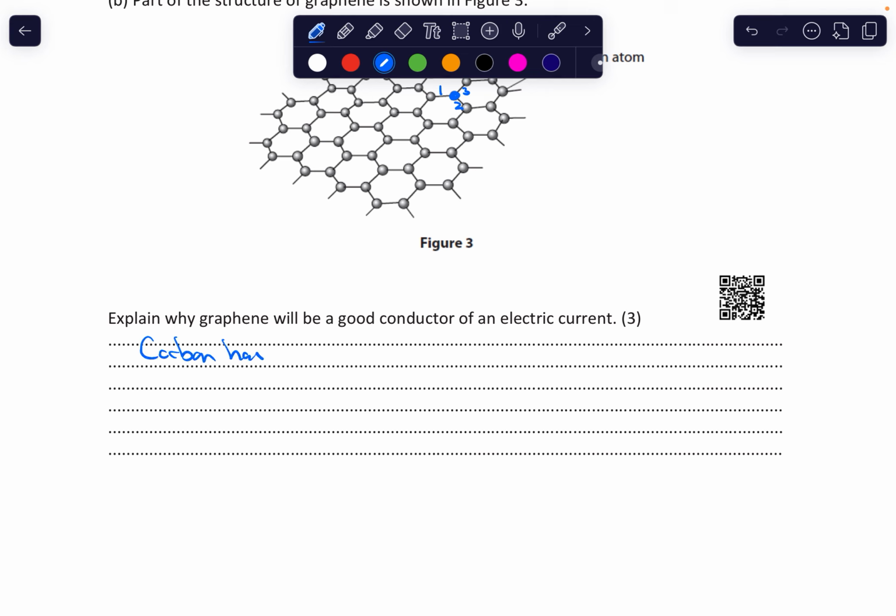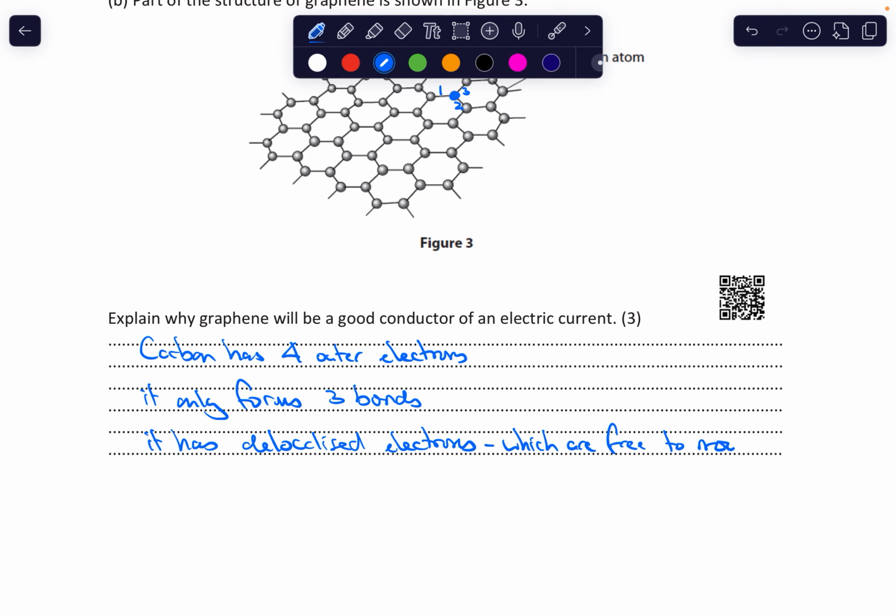has 4 outer electrons. It's got 4 electrons looking to make bonds. It only forms 3 bonds, and this means it has delocalized electrons. And we always say, when we say that, which are free to move. Okay, so marks wise, 1, 2, 3.